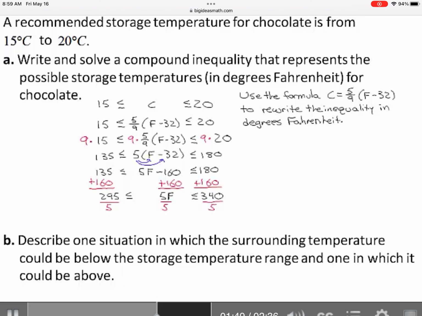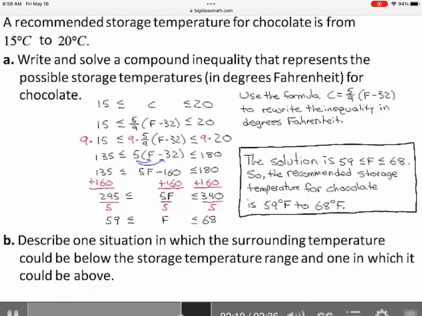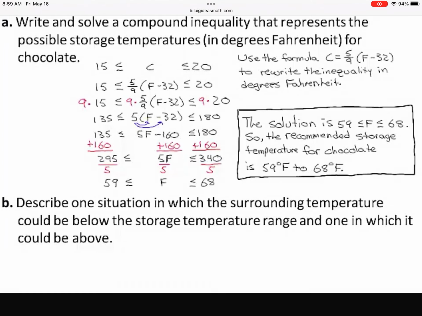295 divided by 5 ≤ 5F divided by 5 ≤ 340 divided by 5. Because 295 divided by 5 is 59, 5 divided by 5 is 1, and 340 divided by 5 is 68, 59 ≤ F ≤ 68. So the solution is 59 ≤ F ≤ 68. So the recommended storage temperature for chocolate is 59 degrees Fahrenheit to 68 degrees Fahrenheit.